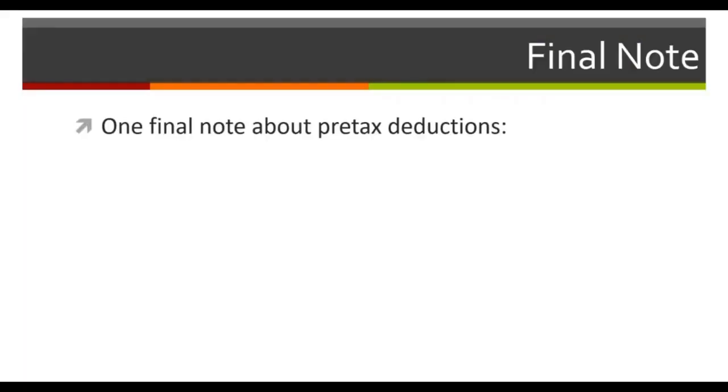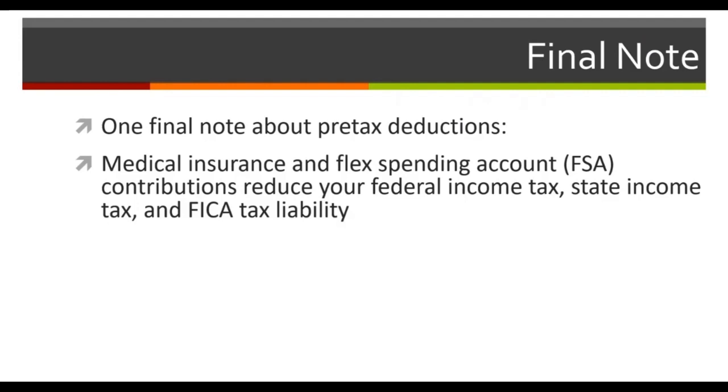One final note about deductions. Medical insurance, payments for flex spending accounts, payments for student loan repayments, all of those reduce all of our taxes. It reduces the 2 income taxes, it reduces the 2 payroll taxes or FICA taxes. Those are super easy.